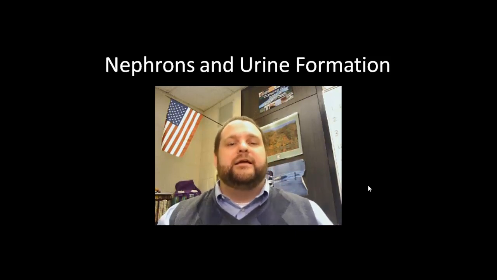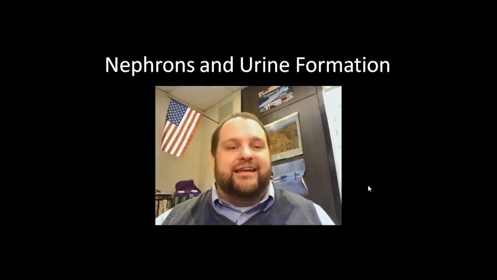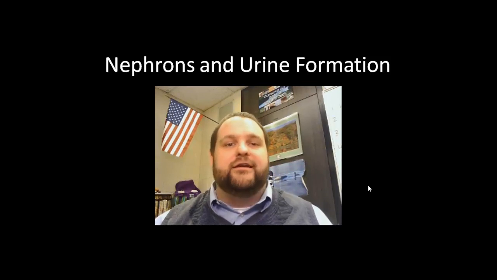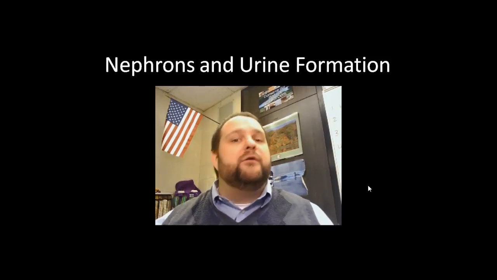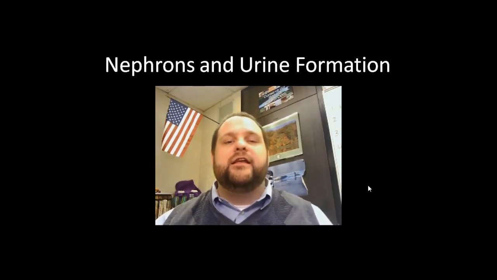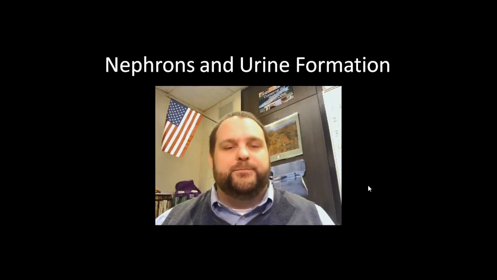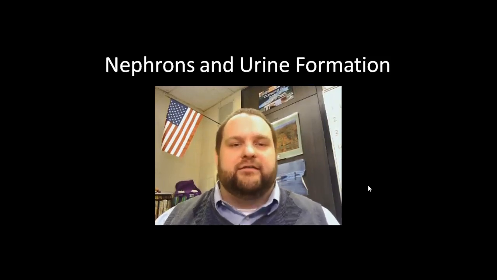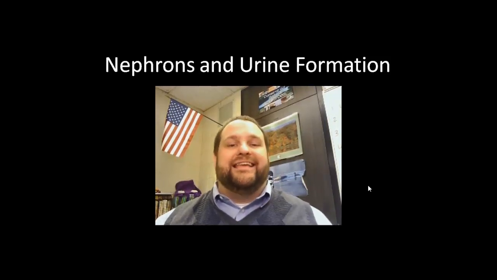So first we're going to start off by looking at the anatomy of a nephron, so you need to know all the parts of the nephron. And then we're going to look at urine formation, and you need to know all the steps of urine formation and what part of the nephron does each step. So that's what you should know from the end of this lesson. First, we're going to look at the anatomy of that nephron.